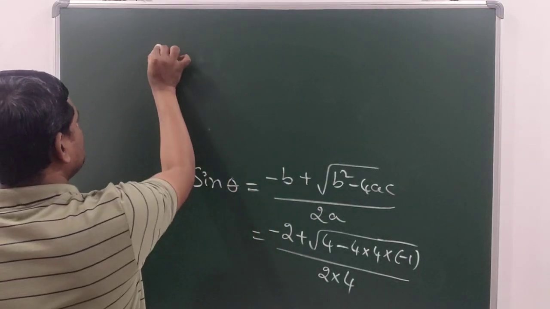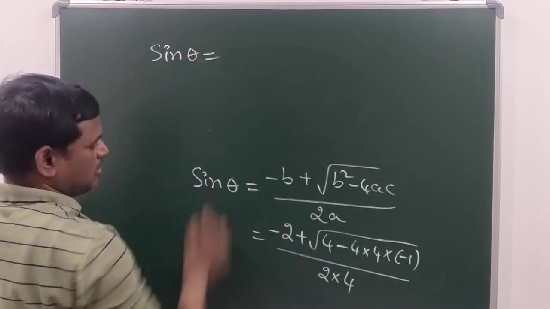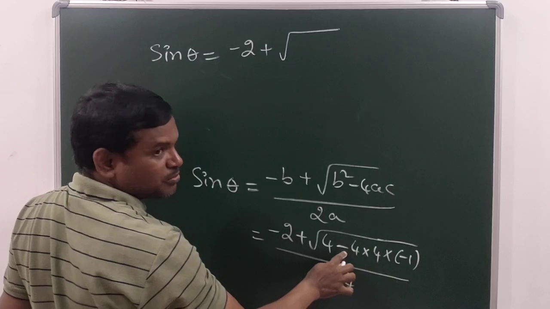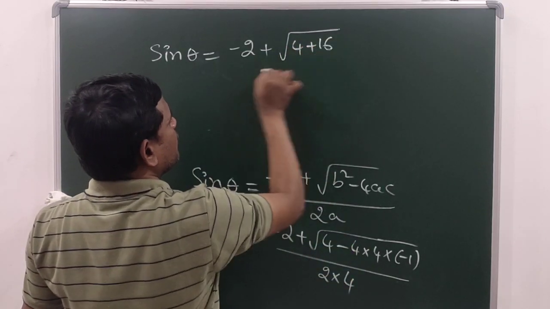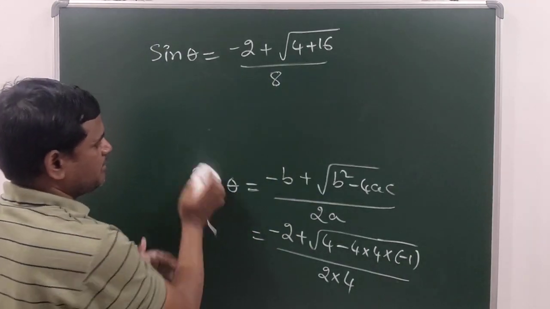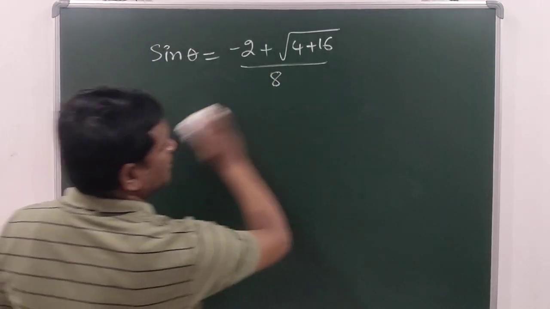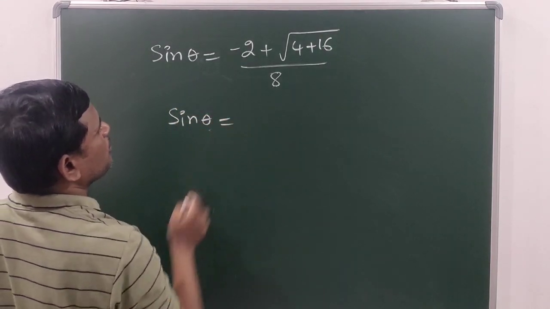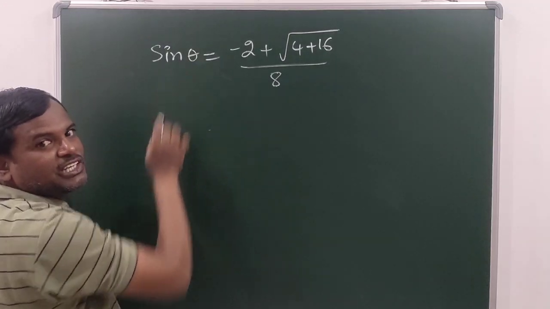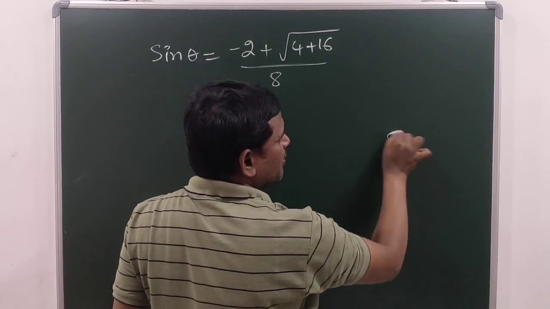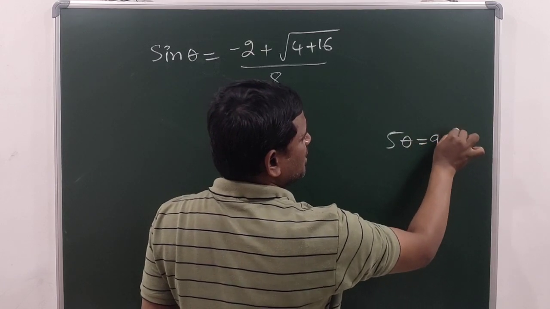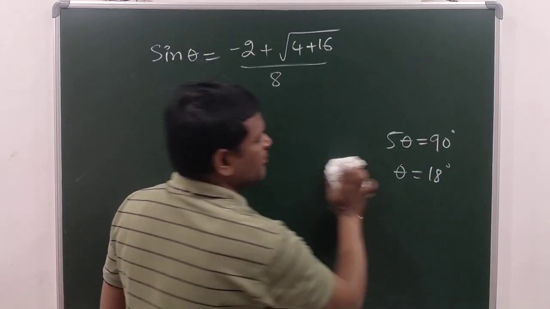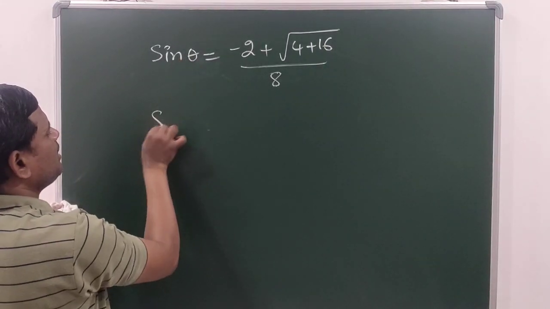So sin theta is equal to minus 2 plus square root of this, minus into minus plus, so 4 plus 16, you will get inside by 8. Now, sin theta is equal to, here you can replace theta by 18 degrees, because in the beginning we have taken 5 theta is equal to 90 degrees, hence theta will be 18 degrees, because 18 times 5 is 90, no? So theta will be 18. Now replace this theta by 18.